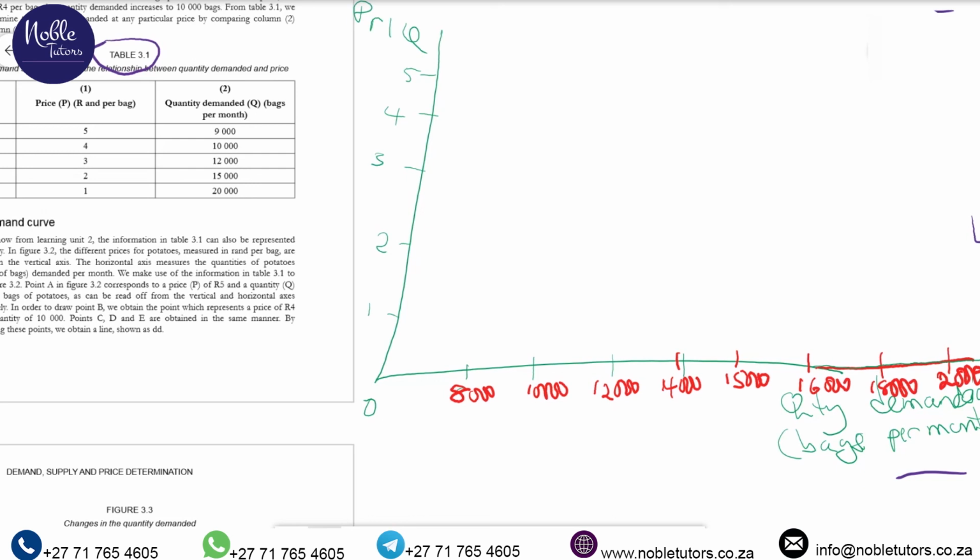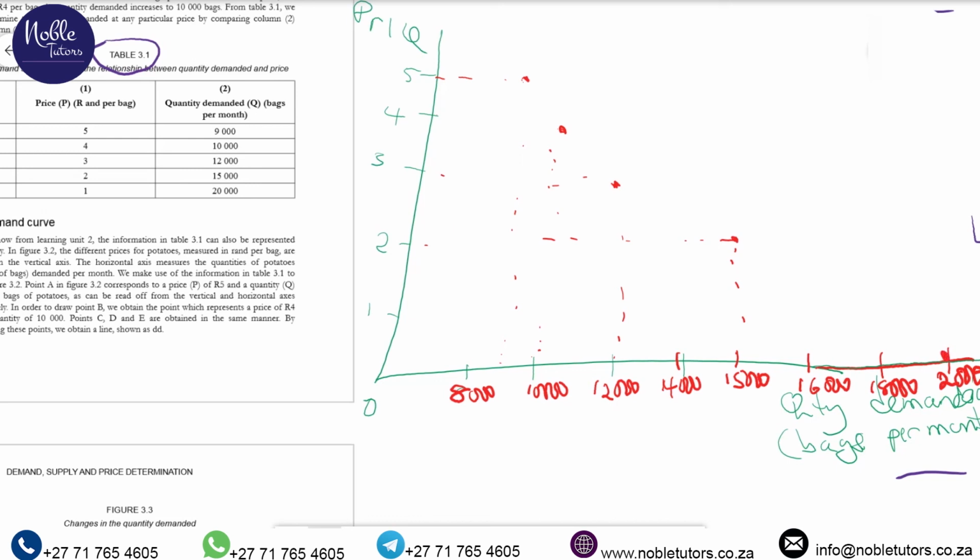Okay, so if at a price of 5, quantity demanded is 9,000. 9,000 is in between 8 and 10. Then at a price of 4, 10,000 is demanded. This is the rough sketch. And at a price of 3, 12,000 is demanded. At a price of 2, 15,000 is demanded. At a price of 1, 20,000 is demanded.